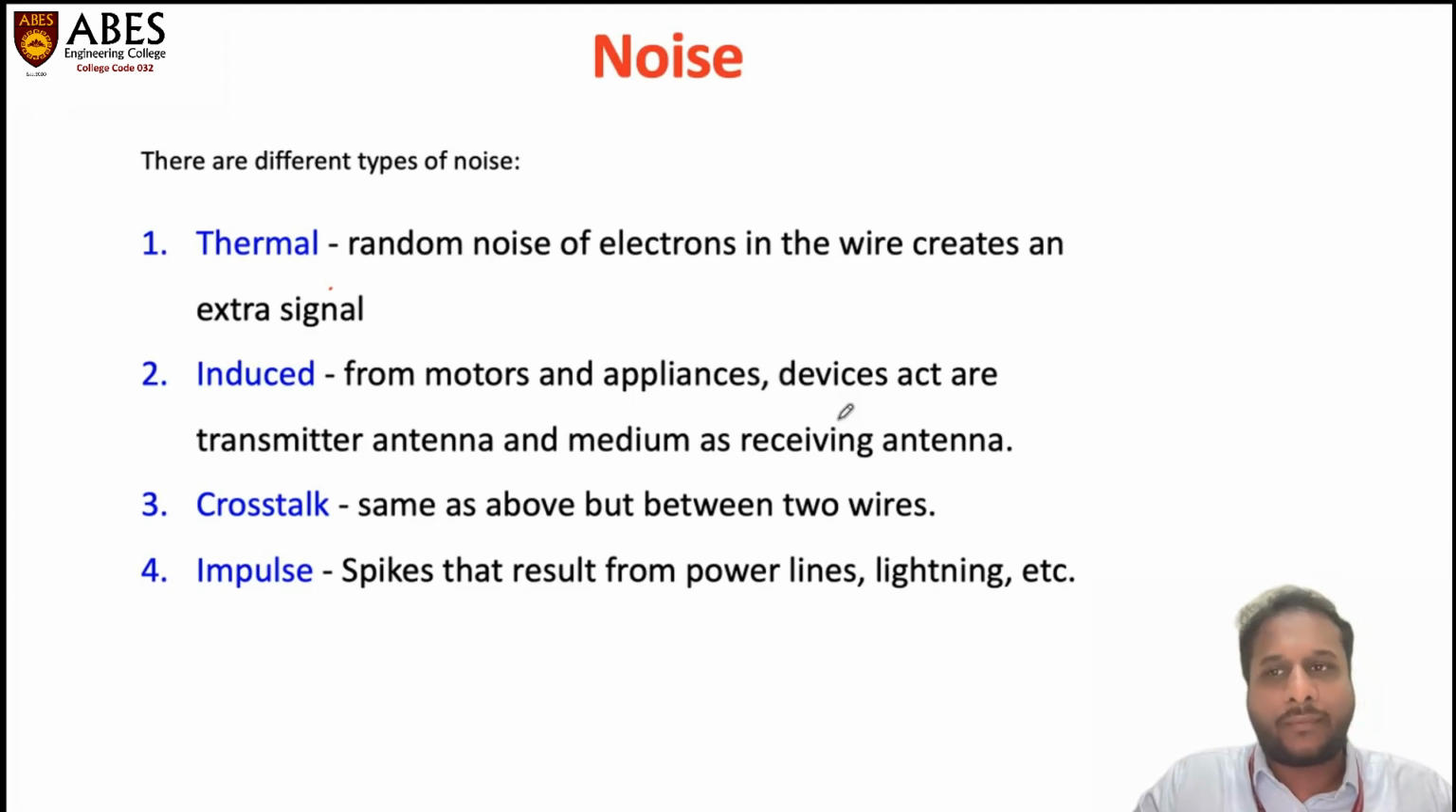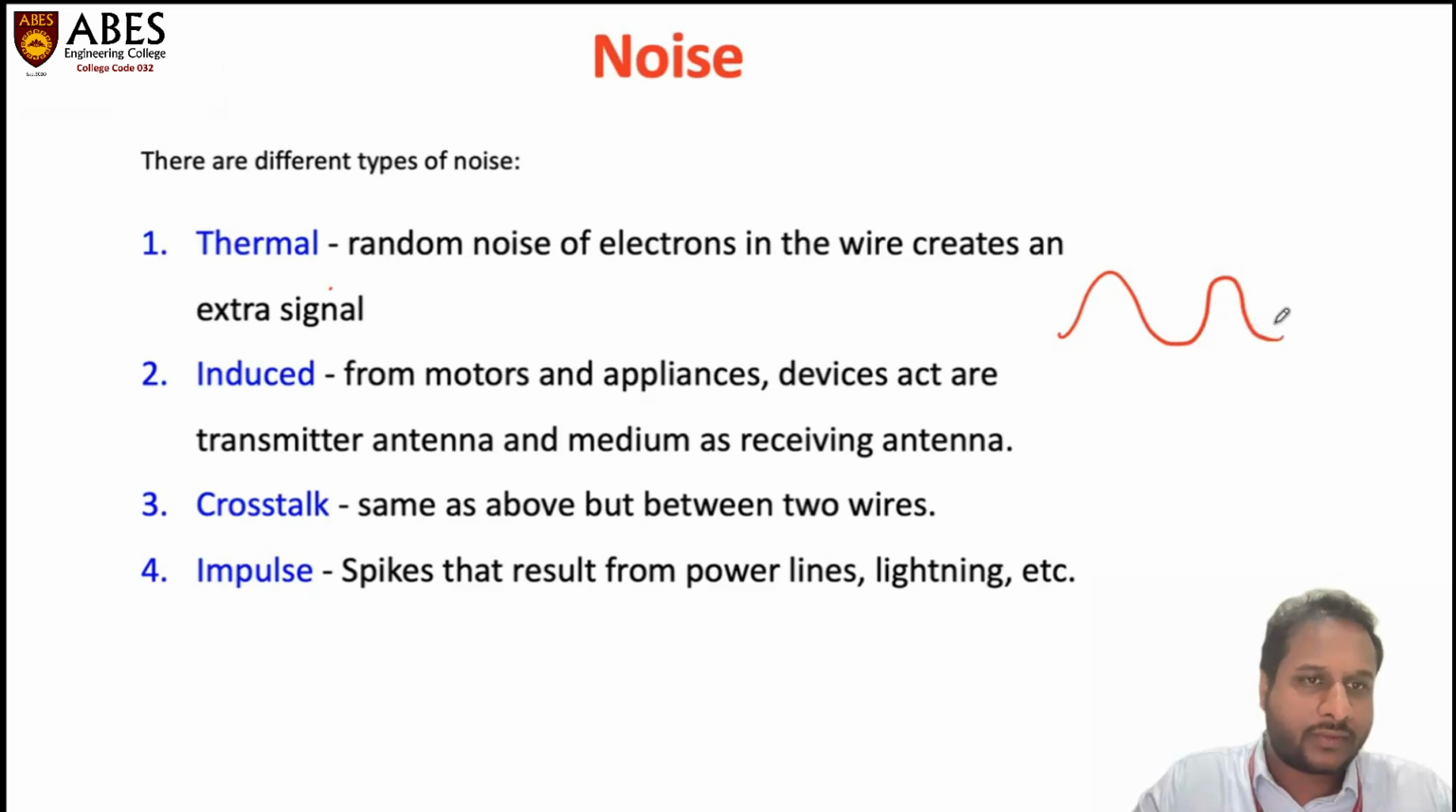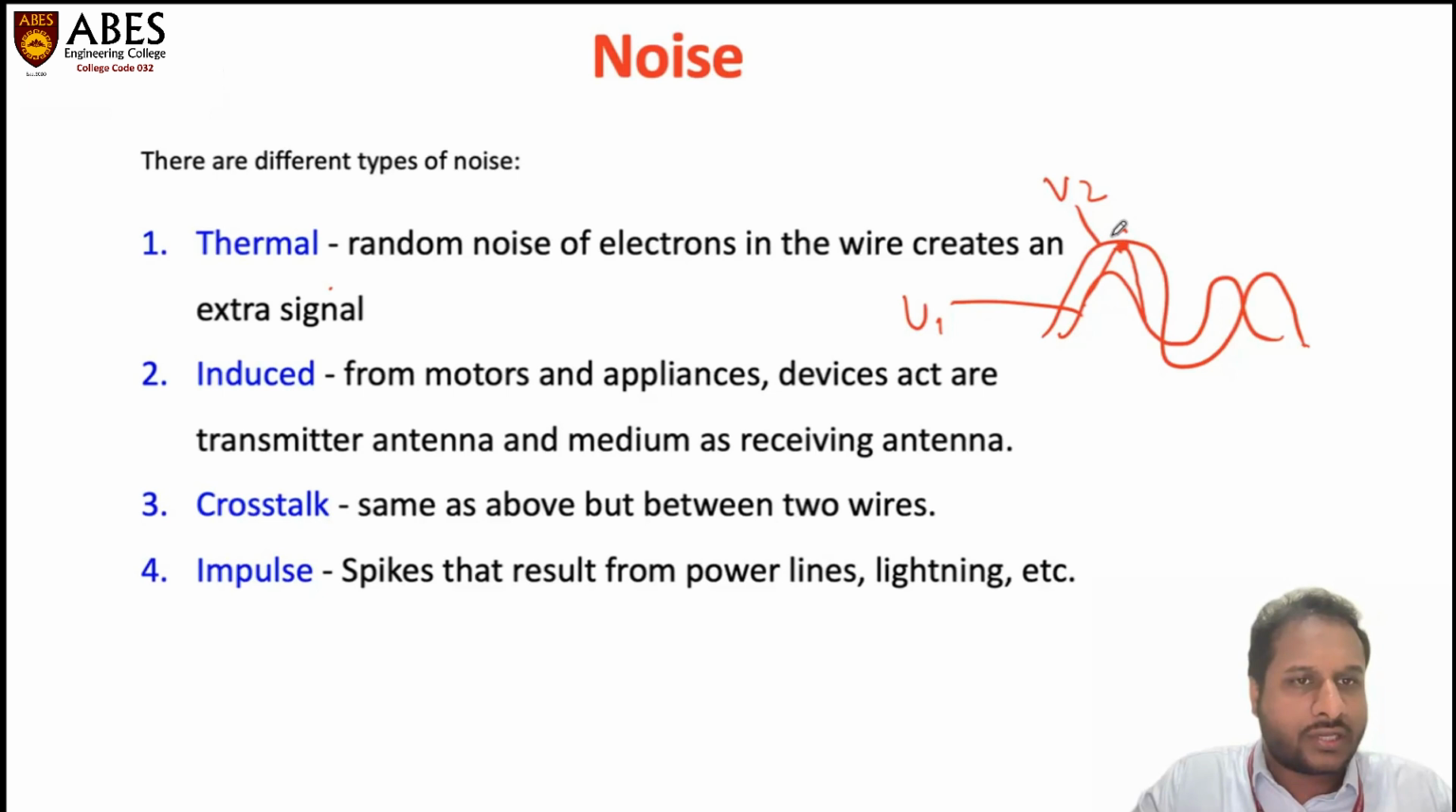So there may be many types of noise. It can be thermal, induced, crosstalk, or impulse. The main point is first of all we will talk about crosstalk. Suppose there is a signal of one device and there is another signal of another device. Suppose this signal is user 1, this signal of user 2. Suppose due to sudden impulse or sudden value change, the value of user 1 touches the value of user 2. It means both signals are same now.